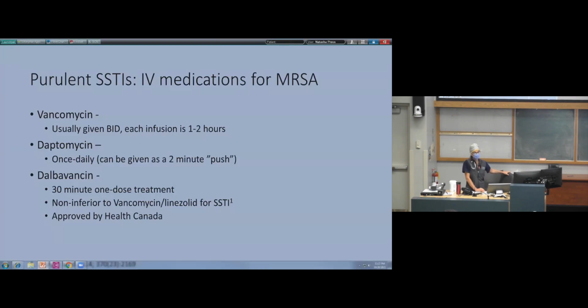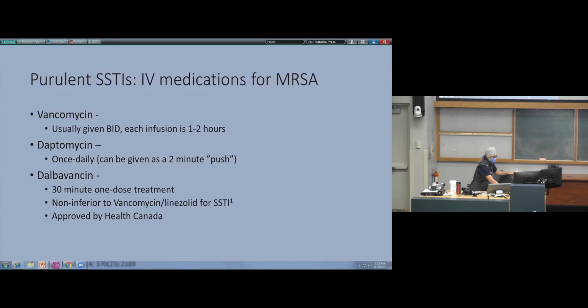There was a study in the New England Journal several years ago that compared it to vancomycin and linezolid for skin and soft tissue infection and found it non-inferior. It was approved by Health Canada a few years ago for skin and soft tissue infection. And I know it's coming soon because yesterday I got an email from the pharmaceutical representative asking if I could meet about dalbavancin. So it's going to be here very soon.